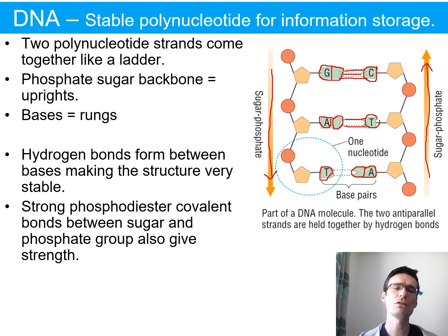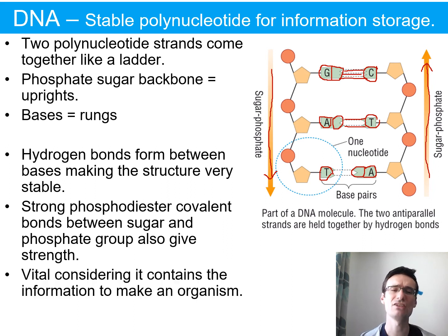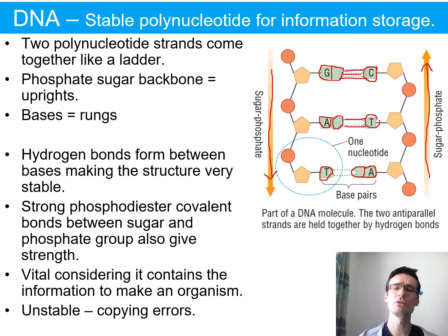And you've got strong phosphodiester covalent bonds between the sugar and the phosphate groups, which are those ester bonds. It's vital because it needs to be stable to be the structure of an organism. If it was unstable, it would cause copying errors, which we would call mutations, which, as we know, can lead to cancer if you get mutated DNA.